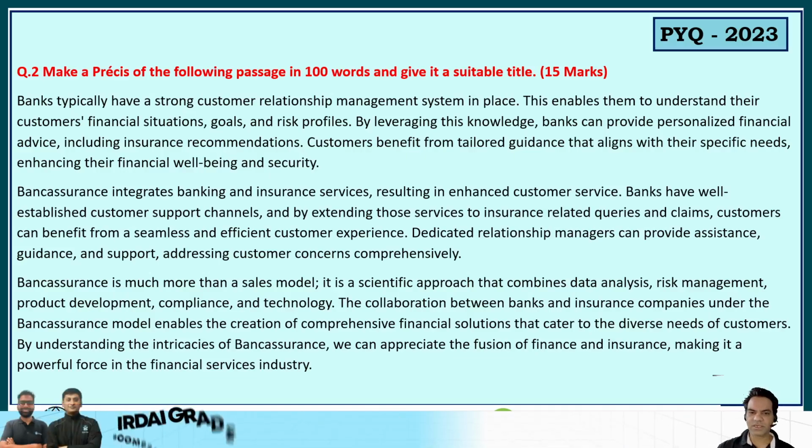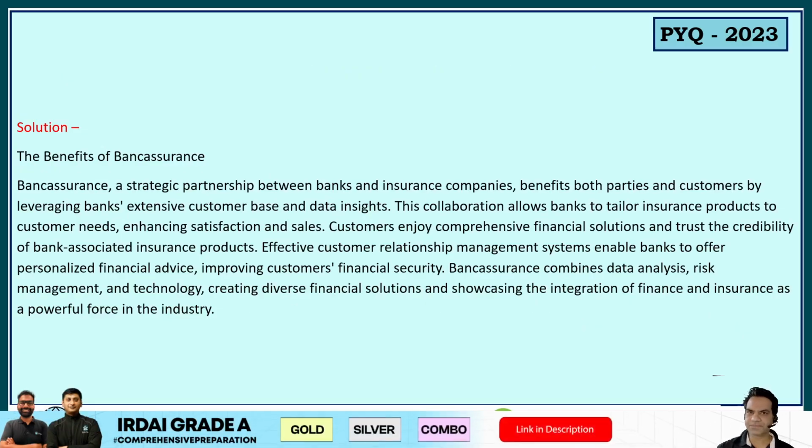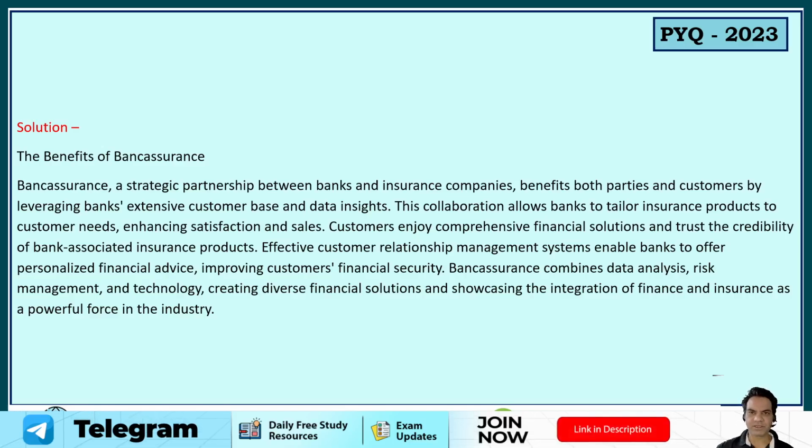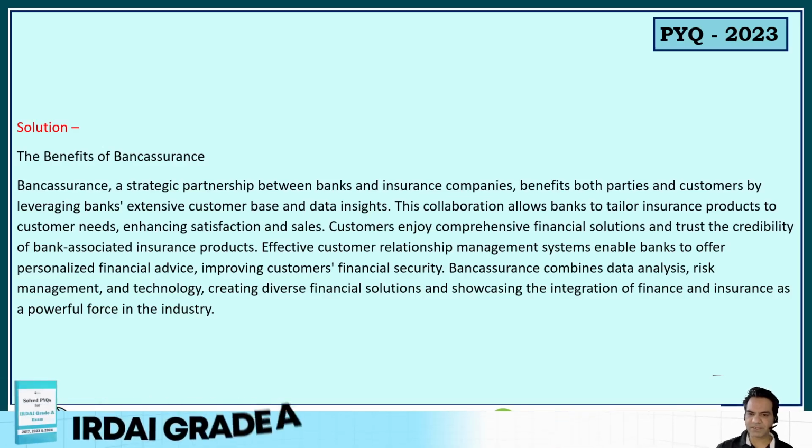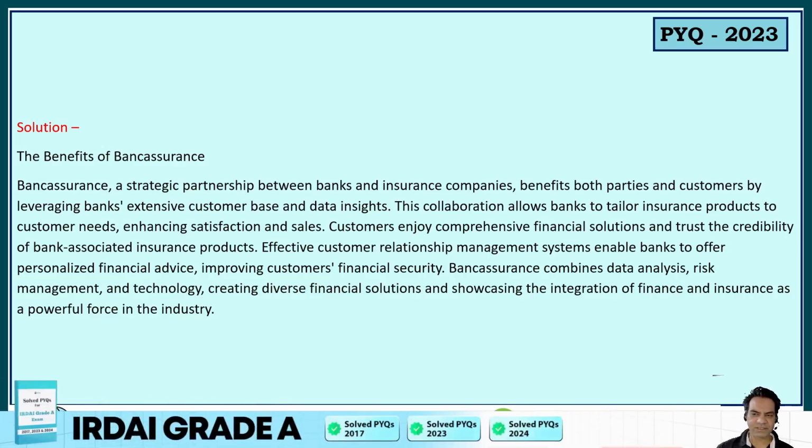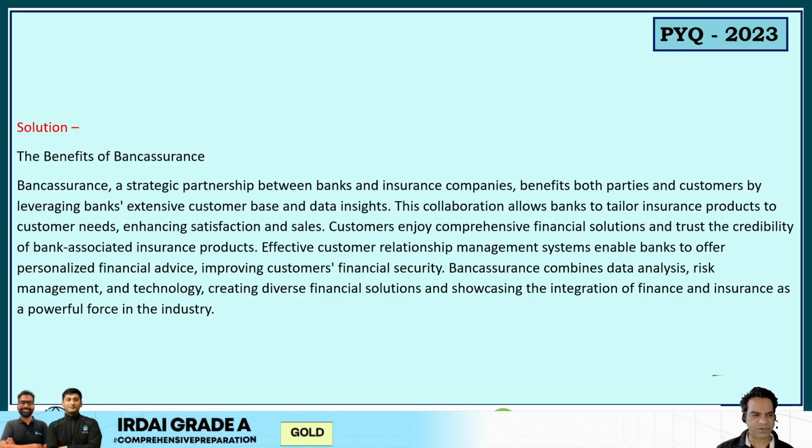So this was bank assurance, and the solution, the precis could be like this: the benefits of bank assurance. That could be the title. Now, bank assurance, a strategic partnership between banks and insurance companies, benefits both parties and customers by leveraging banks' extensive customer base and data insights. This collaboration allows banks to tailor insurance products to customer needs, enhancing satisfaction and sales.